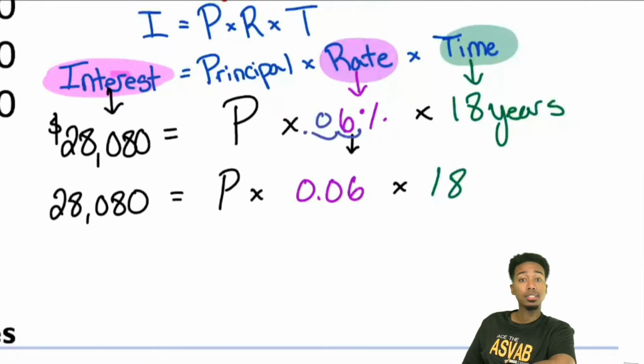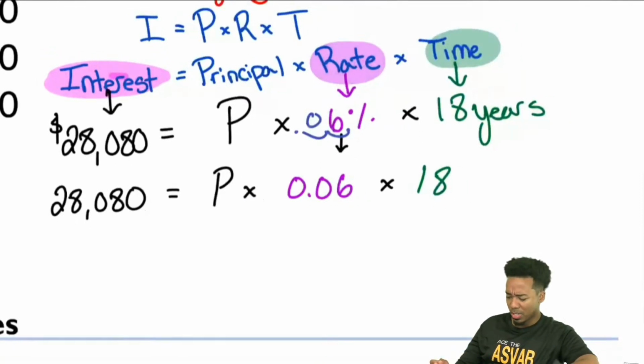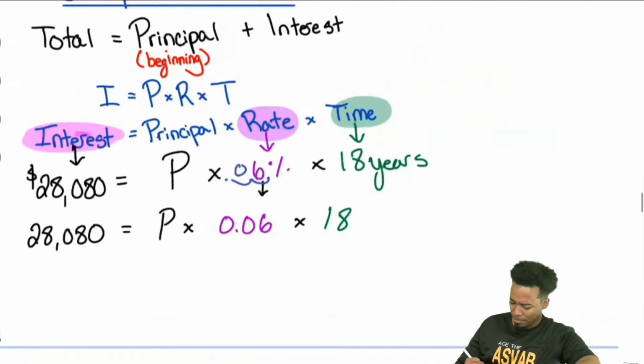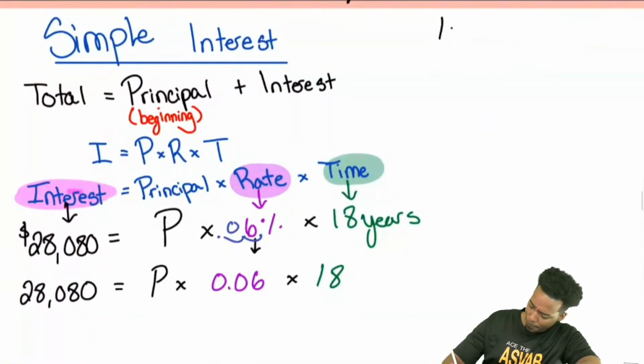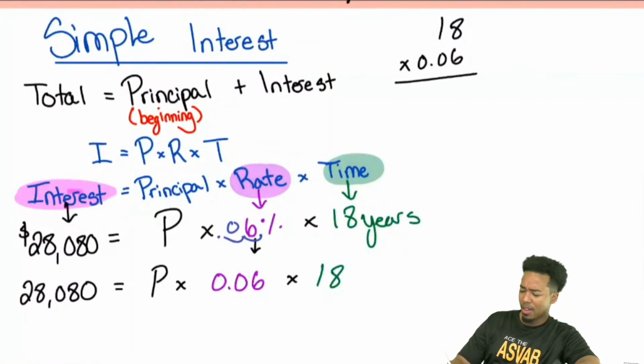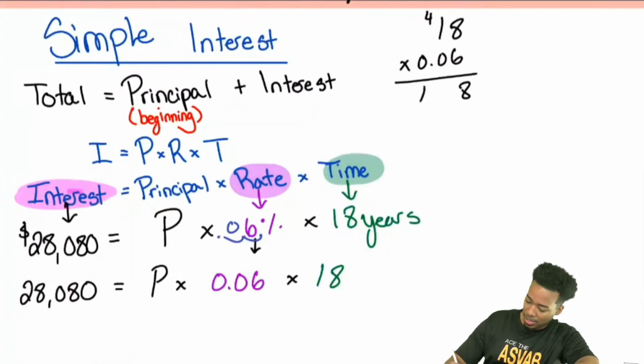Well, we're going to solve this thing. It looks like on the right side, we have 0.06 times 18. Let's go ahead and break that down for ourselves. What is 0.06 times 18? Let's find out right over here. So here we go. We have 8 times 6. That's going to be 48. Then we have ourselves 1 times 6, which is 6. Carry the 4. That's going to be a 10.